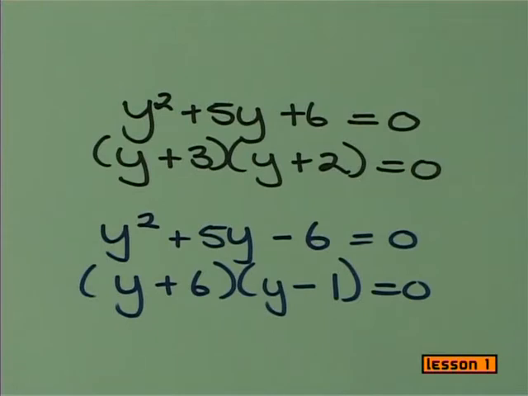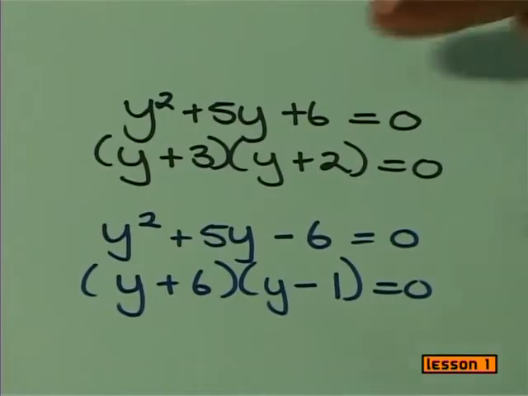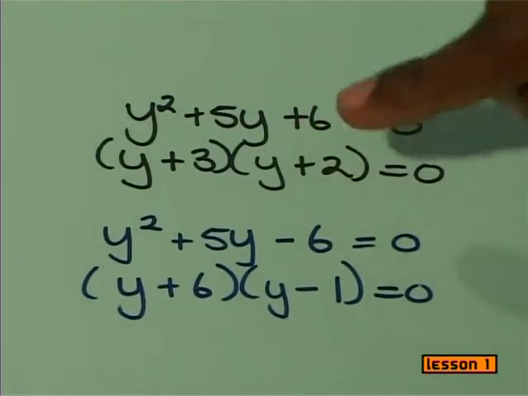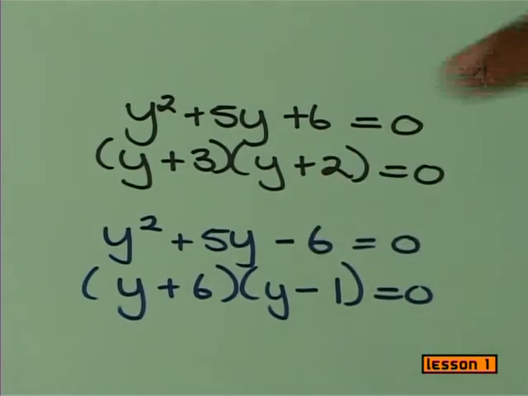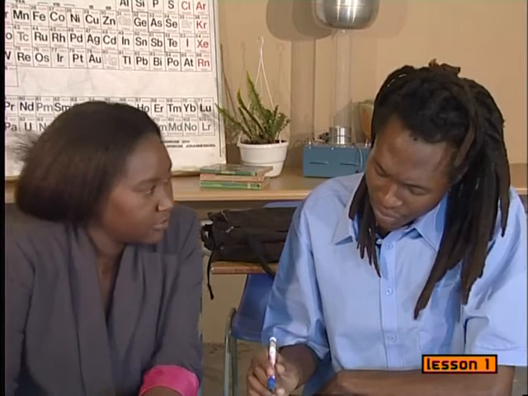Even though the equations are very similar, the factors are different. And why do you think they have different solutions? Well, the only difference between the equations are these signs here, so that must have something to do with it. I'm just not sure how it makes a difference though.